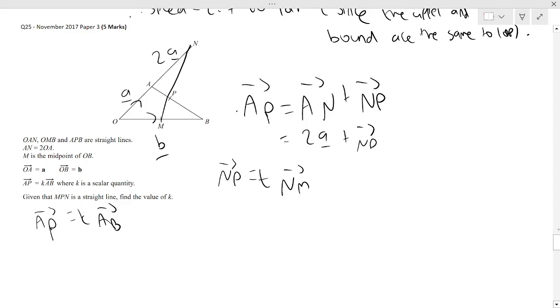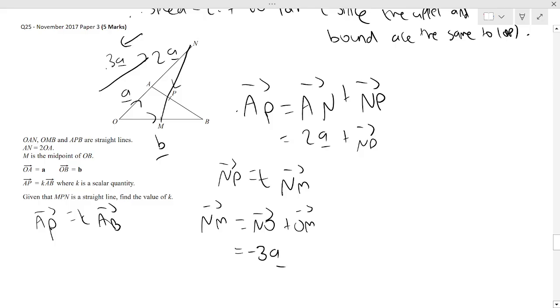So now this extends to finding NM. So N to M, we can go from N to O, and then O to M, right? Well, O to N is 3A. There we go. Because O to A is A, and then A to N is 2A, so 3A in total. But N to O, we're going the opposite way. So if we're going the opposite way, we always subtract. So it's going to be minus 3A. And then O to M, well, M is a midpoint of OB, so OM is going to be half B. And therefore we found NM.